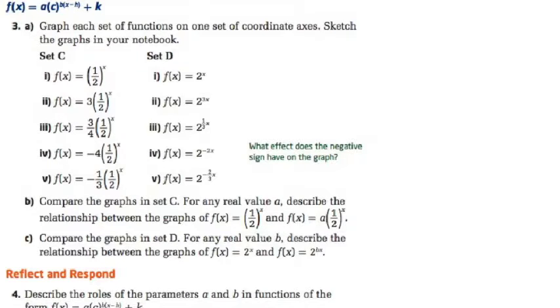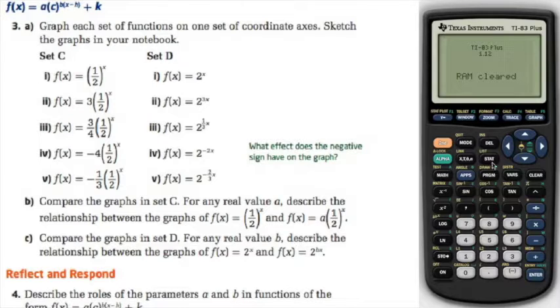So we're going to look at two different sets of functions this time. Again, still exponential functions, but now we're adding different transformations in. We'll look at set C to begin with. We'll graph out the base function y equals 1/2 to the x.